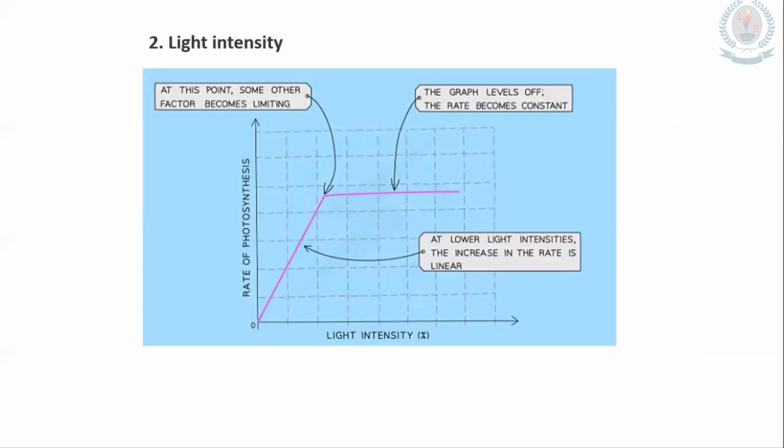Now we will see light intensity. With increasing light intensity, the rate of photosynthesis increases, then it becomes constant, kind of leveling off, because there may be some other limiting factors.